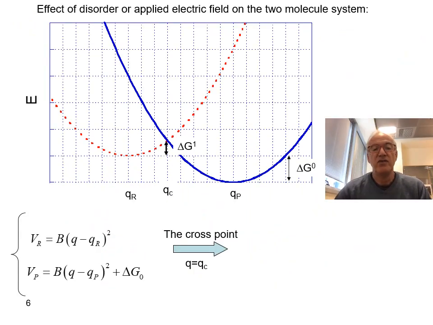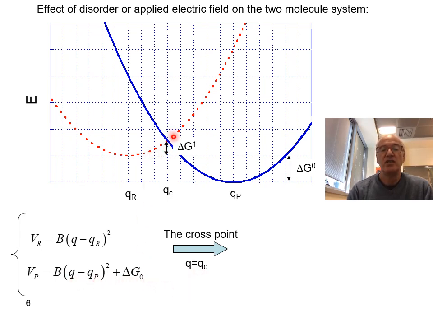So really what we have is we know how to describe these two potentials, and they are parabolic. One of them is centered around the coordinates of the reactants. The other one is centered around the coordinates of the products. And we've shifted it by delta G0, which could be either positive or negative depending on your point of view.